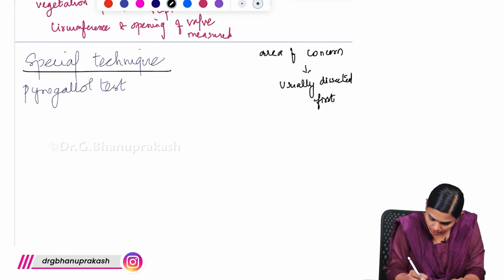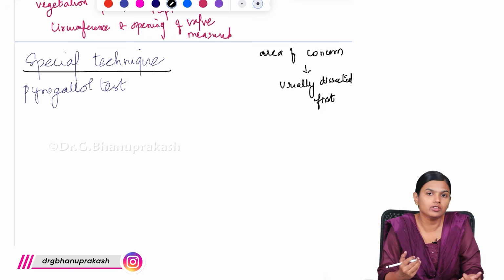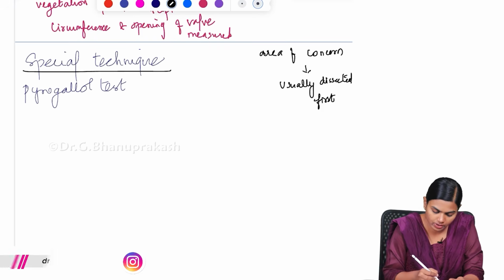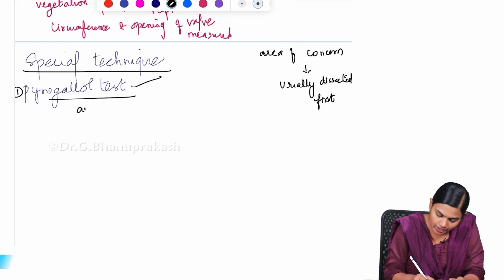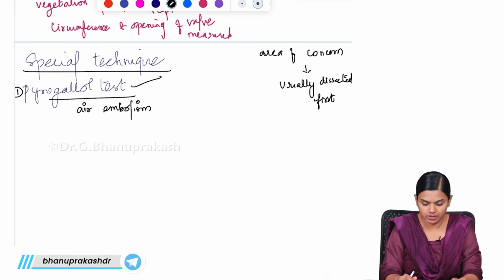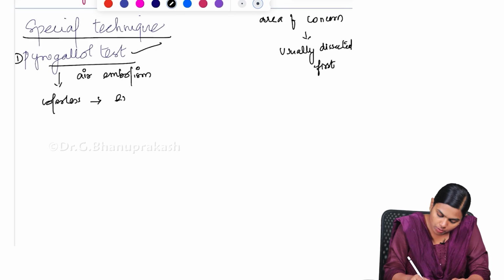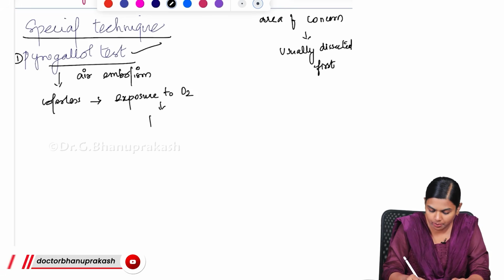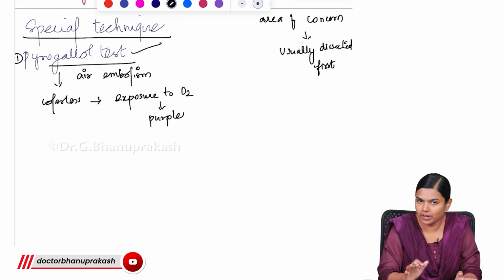There are certain special techniques that we have to do in autopsy to find out certain causes. So, first we will start with the pyrogallol test. This pyrogallol test is used to identify air embolism. Pyrogallol is colorless, but on exposure to oxygen it will become purple in color. So, this is the nature of the pyrogallol reagent.